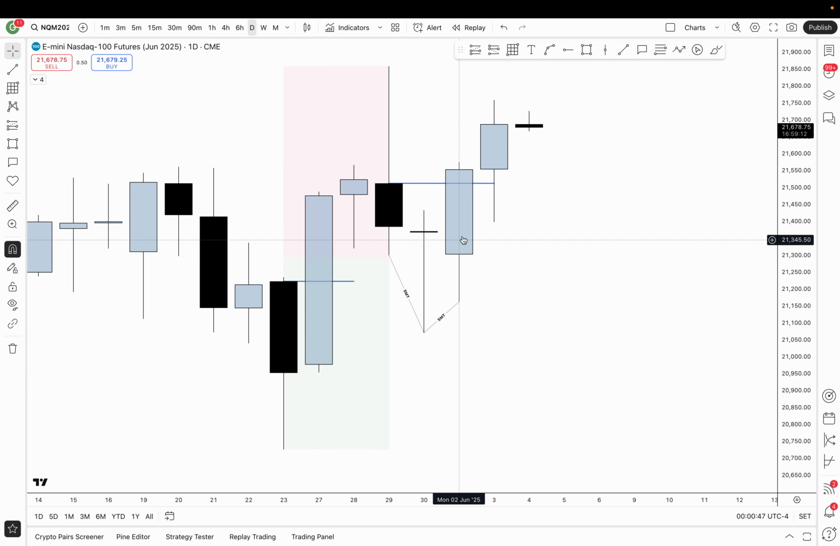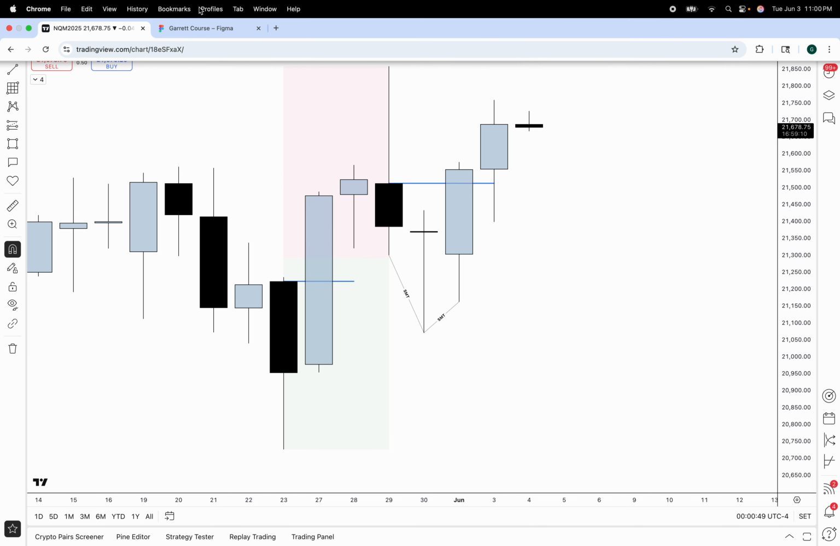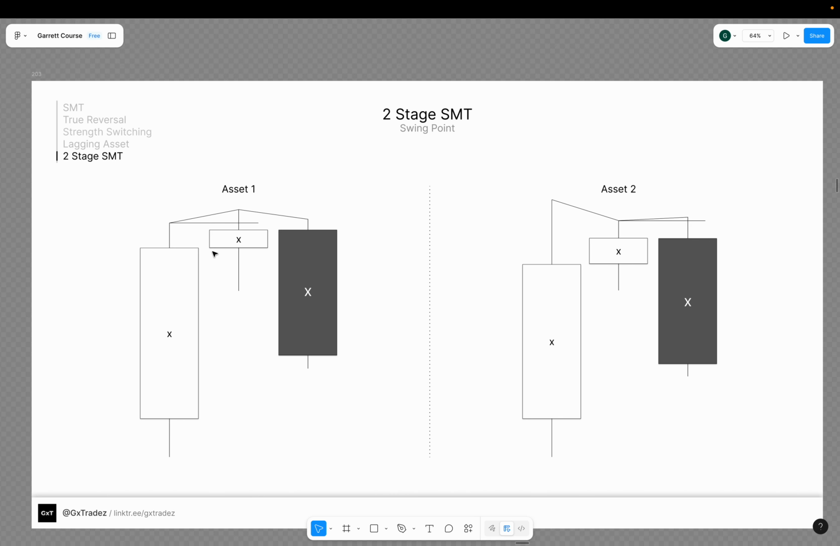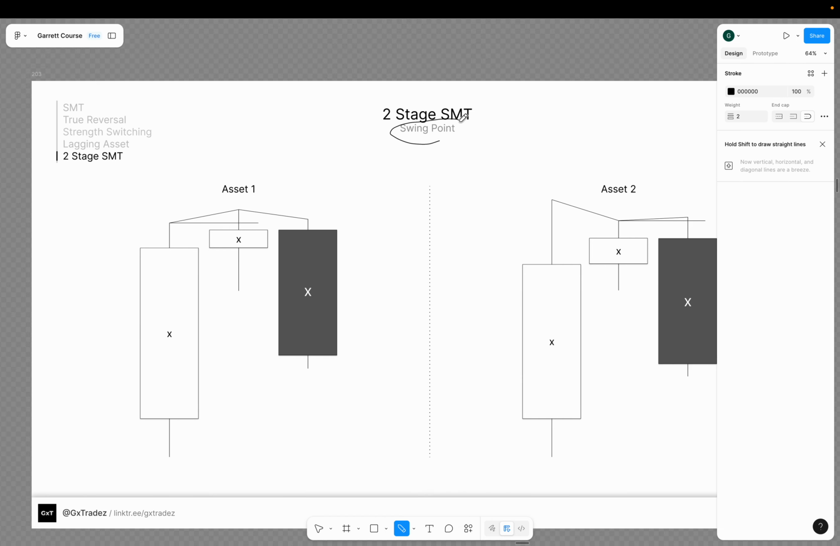Now with this close on Monday, we created two-stage SMT. This is something I have not shown you guys, but this is another form of two-stage SMT. Like I said, I haven't showed you guys everything. There's multiple forms of two-stage SMT. Here's one of them, right? It's just a cracking correlation via swing points, right?